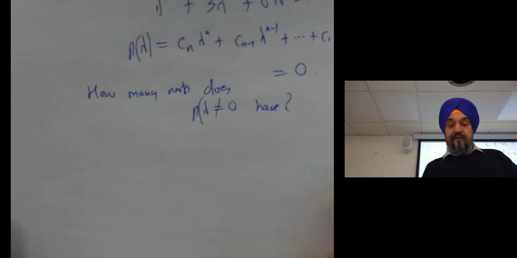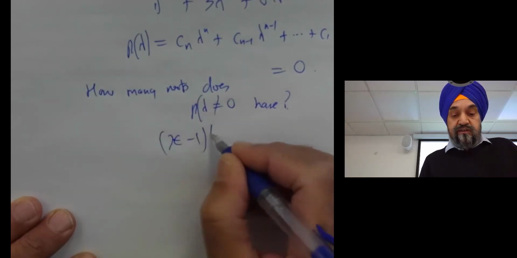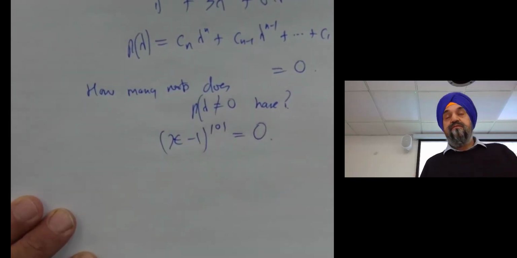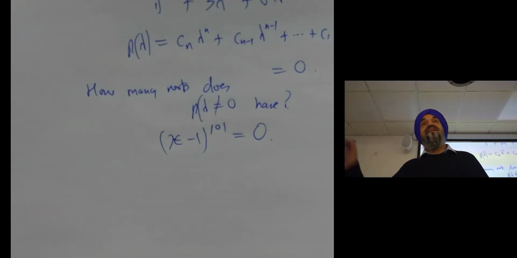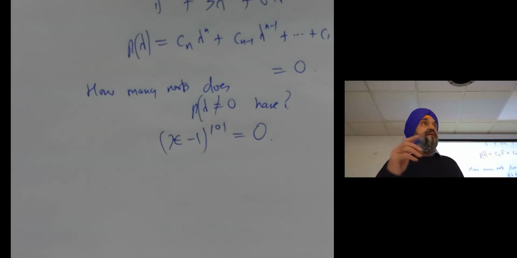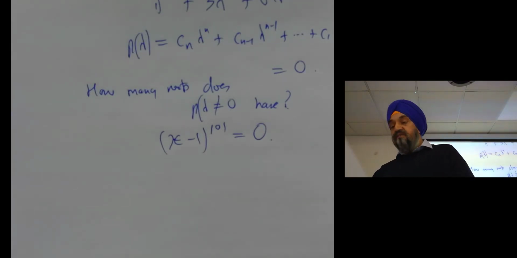For example, let's take the 101. You might end up having to solve the equation (x minus 1) to the power 101 is equal to 0. So all the roots are what? 101 of those. They may be repeated roots.